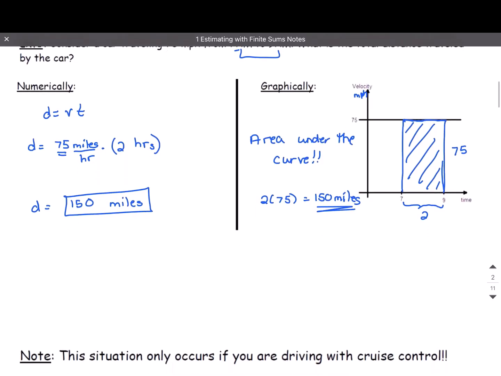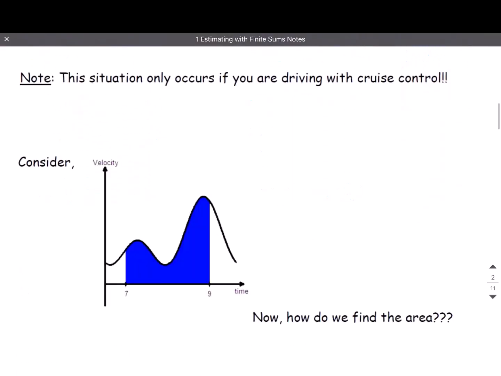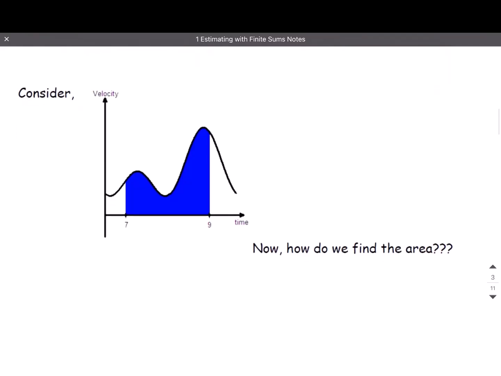Now the problem is, this only occurs if you're driving with cruise control, and certainly not on Long Island. You can't drive 75 miles per hour for 2 hours. Even if you are on cruise control, it's not going to happen. So it's more likely we're going to be driving like this. How do you find the area of that? That was the problem they were trying to figure out. Okay, so we're going to use what we call rectangular approximations, and that's what we're going to try first.